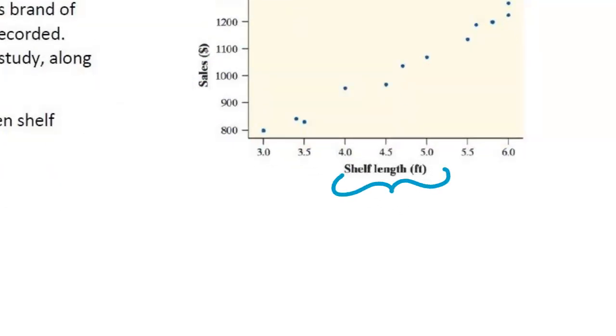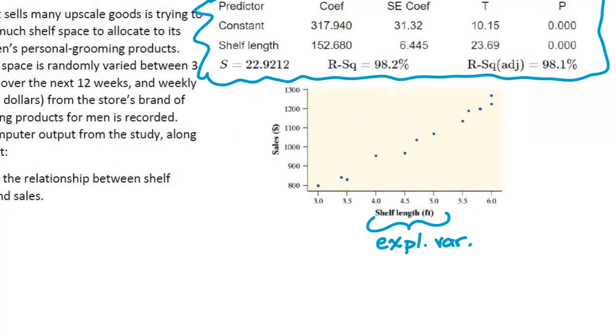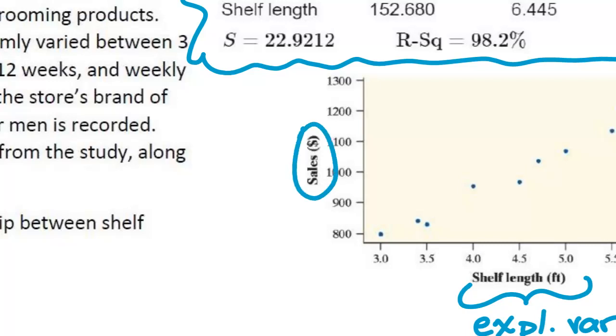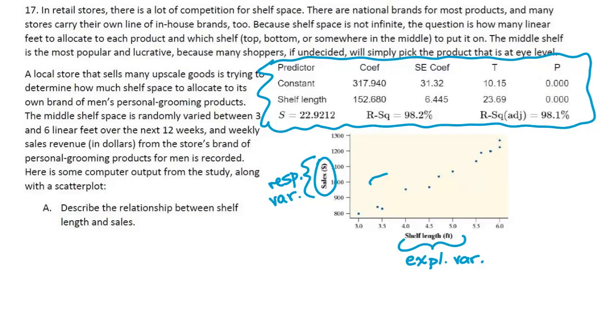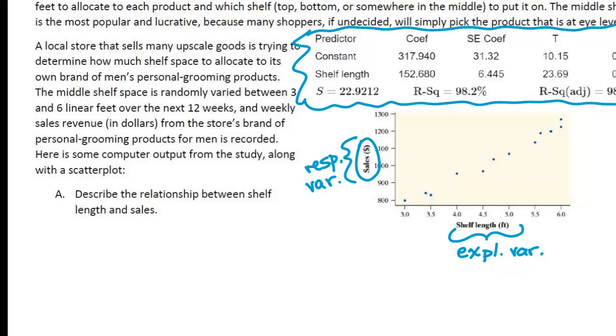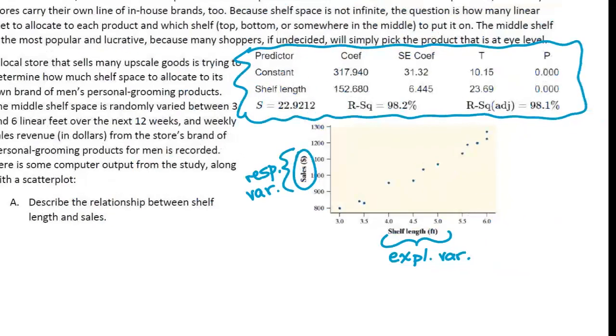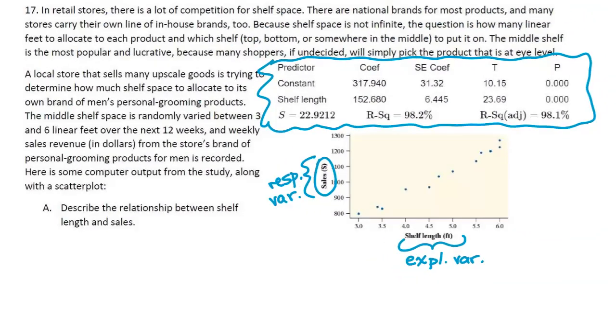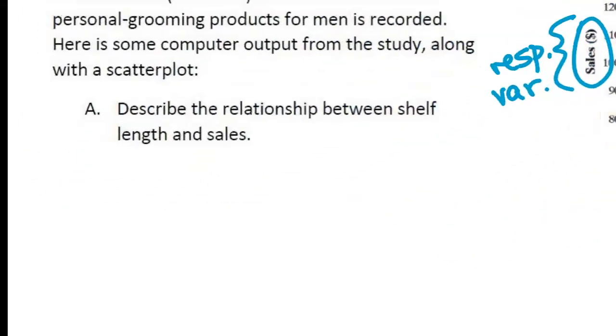They have shelf length down here on the x-axis. So this is my explanatory variable. And they have sales over here on the y-axis. And this is the response variable. Describe the relationship between shelf length and sales. So this is where we would do DUFS.